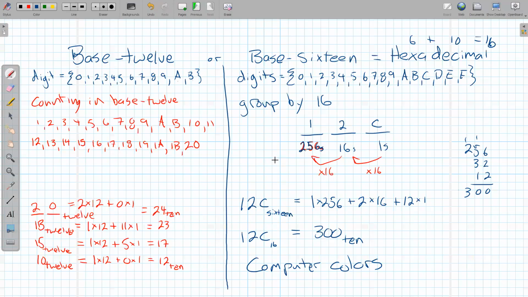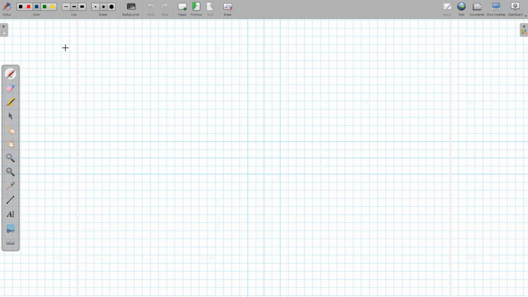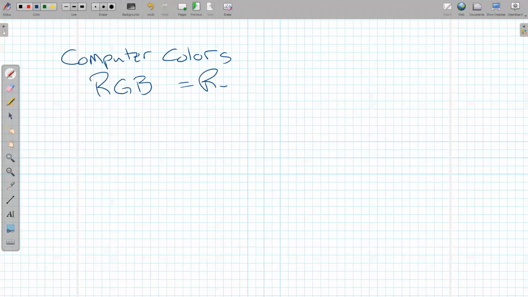All right, so computer colors, quick tutorial on it. Often with computer colors, there's a system called RGB, which stands for red, green, and blue. And the way it works is red gets 2 hexadecimal digits, and then green gets 2 hexadecimal digits, and then blue gets 2 hexadecimal digits.